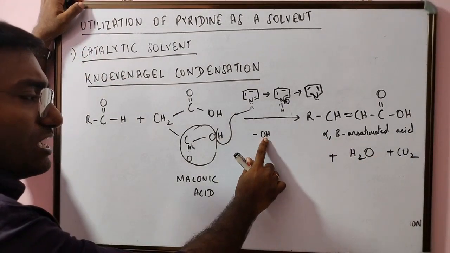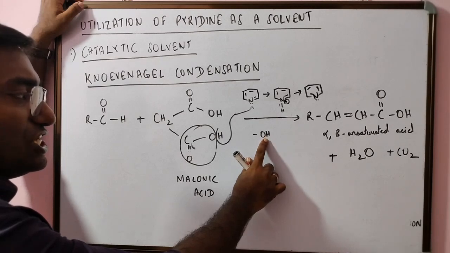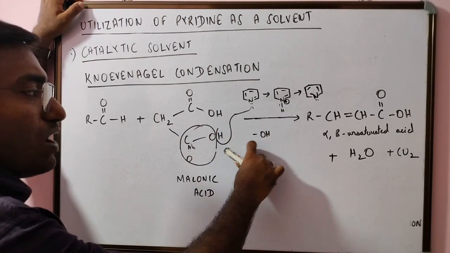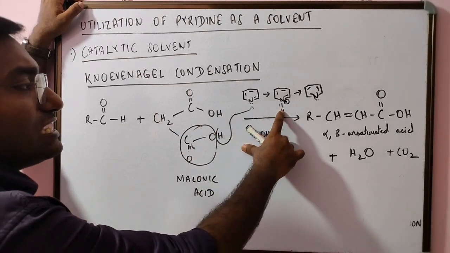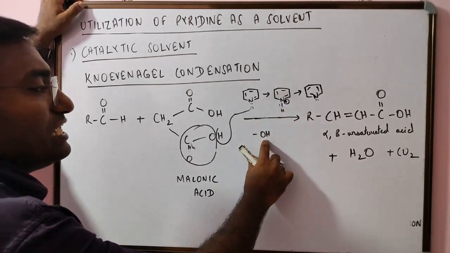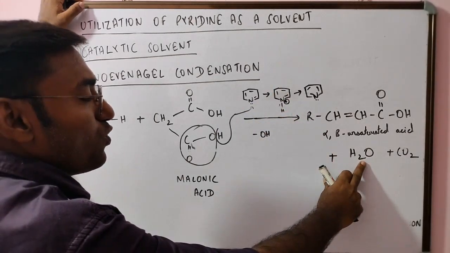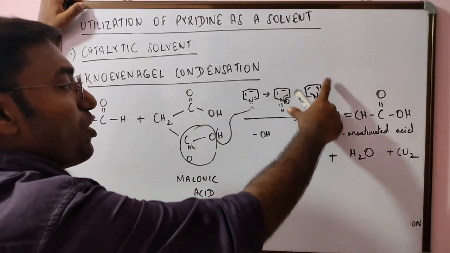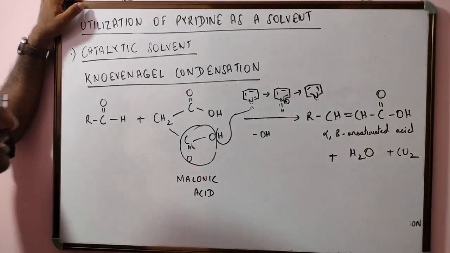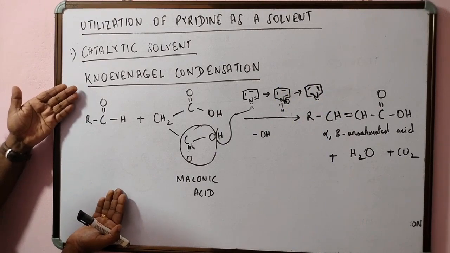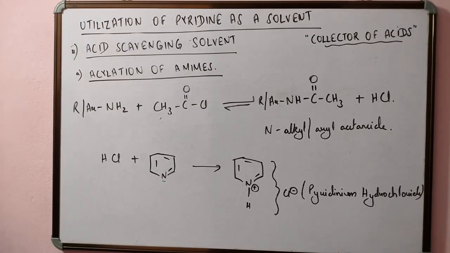The byproduct formed in this reaction is OH minus. This OH minus now abstracts the hydrogen atom, which is attached to the nitrogen of the pyridine ring, forming H2O. On the other hand, it leads to the restoration of the pyridine ring. The reaction again reinforces the status of the pyridine ring as a catalyst.